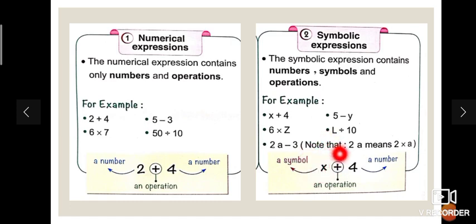Symbol, operation, number. Okay, for example, x, the symbol, plus, the operation, 4, the number: x plus 4. Then 5, number, operation, minus, y, symbol. Then x, symbol, times, operation, 6, number. Then z, symbol, divided, operation, then a symbol, okay?